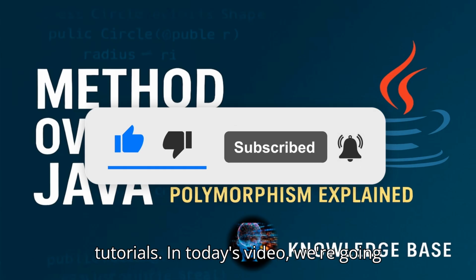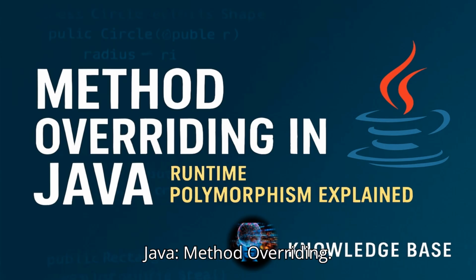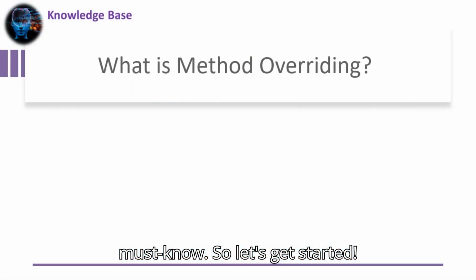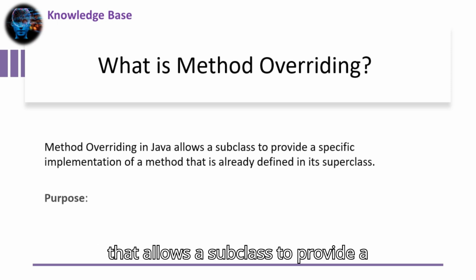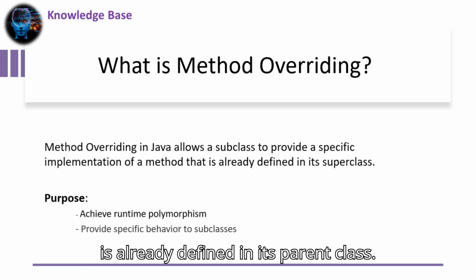In today's video, we're going to explore a very important concept in Java: method overriding. If you want to master runtime polymorphism in Java, this topic is a must-know. So let's get started. Method overriding is a feature in Java that allows a subclass to provide a specific implementation of a method that is already defined in its parent class.